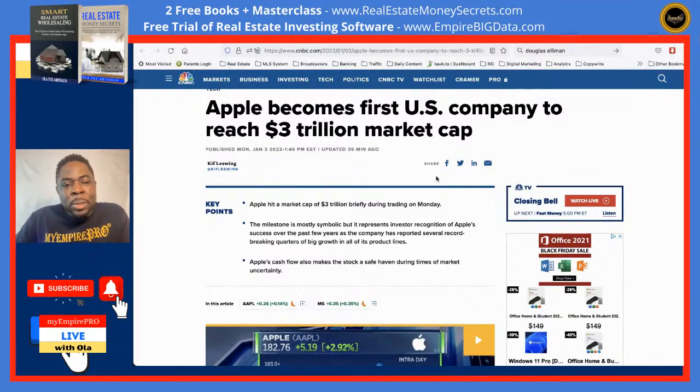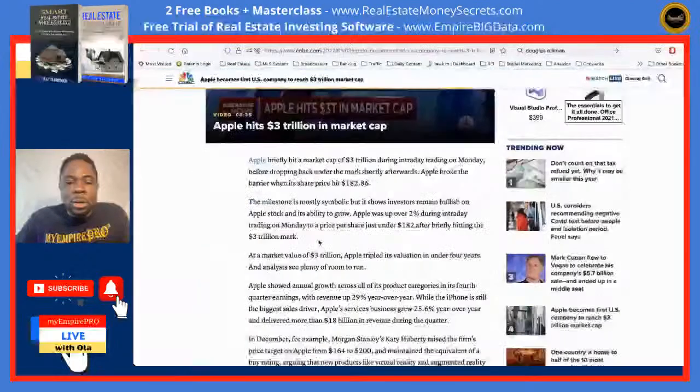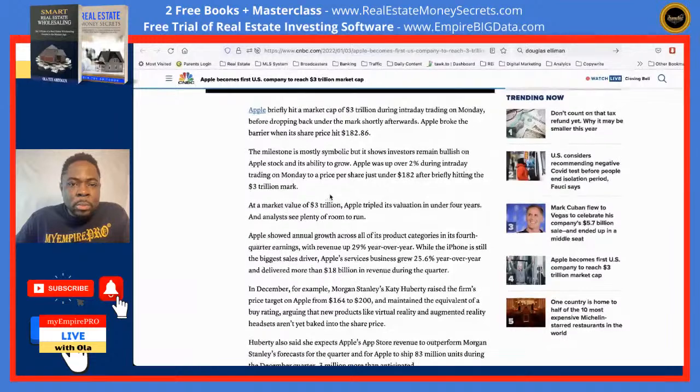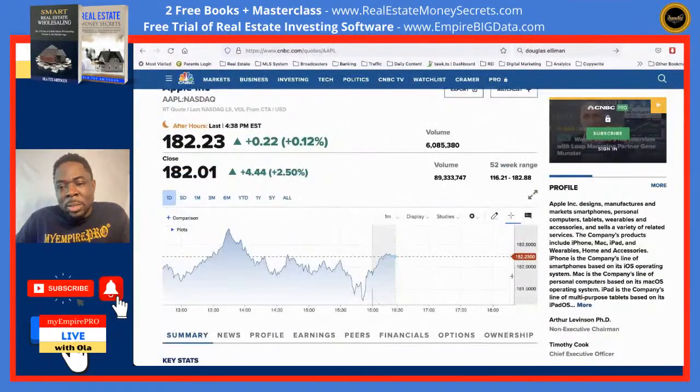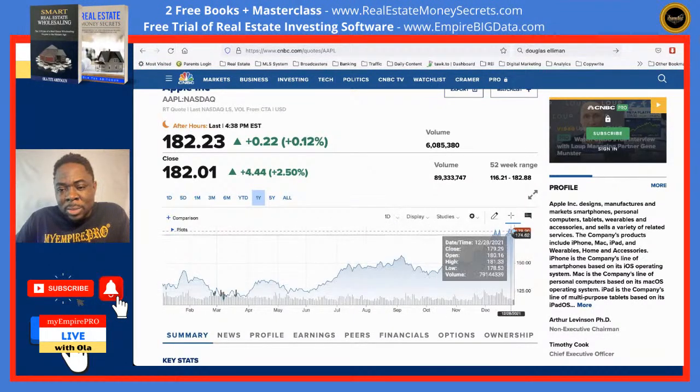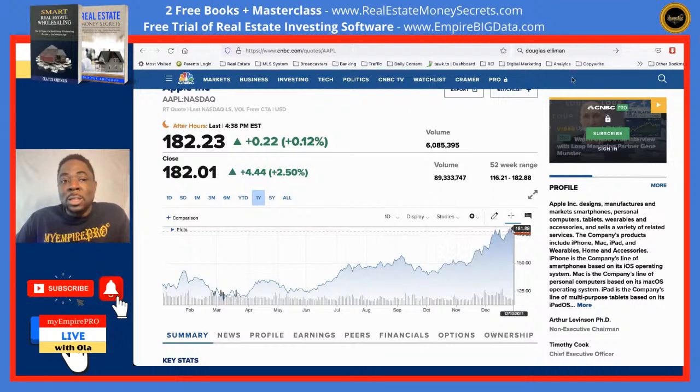All right, so Apple hit 3 trillion. That's what we're talking about, right? So let's read a little bit more into this before it dropped back under the mark shortly afterwards. Apple broke the barrier when its share price hit $182. I couldn't see that on this chart right here, but apparently it hit $182, right? Let me hit that 1 year again. I was saying 179, but it actually touched 182 at one point, the high of the day.